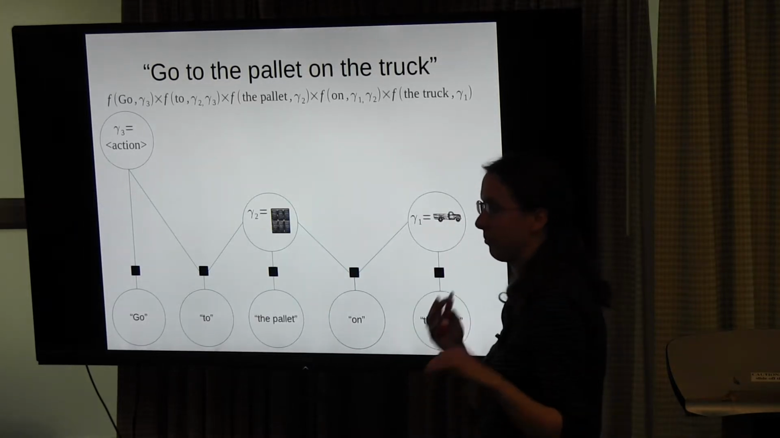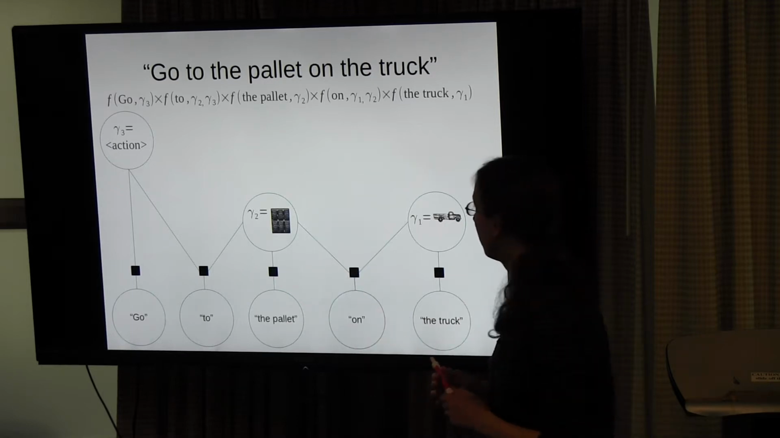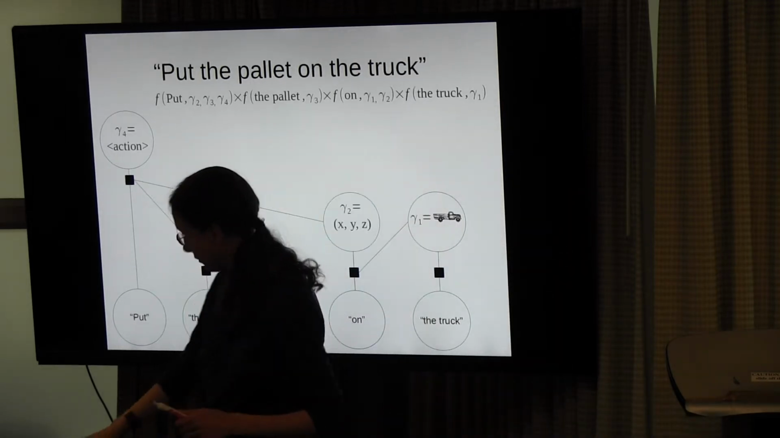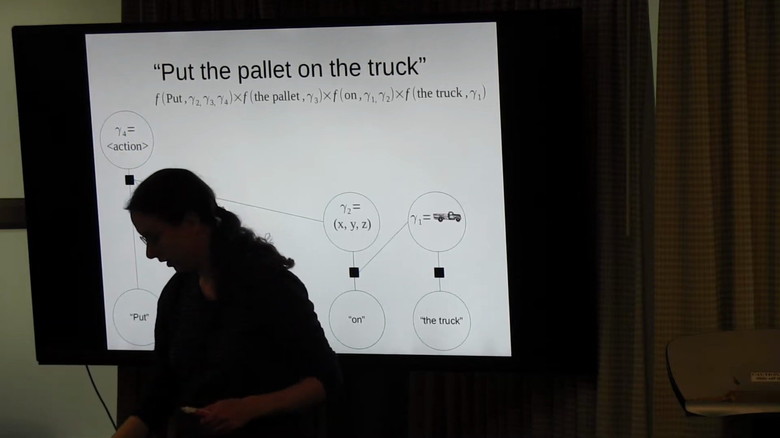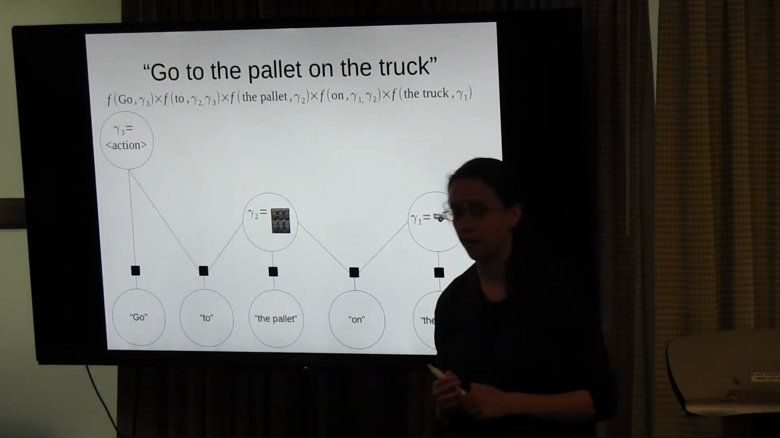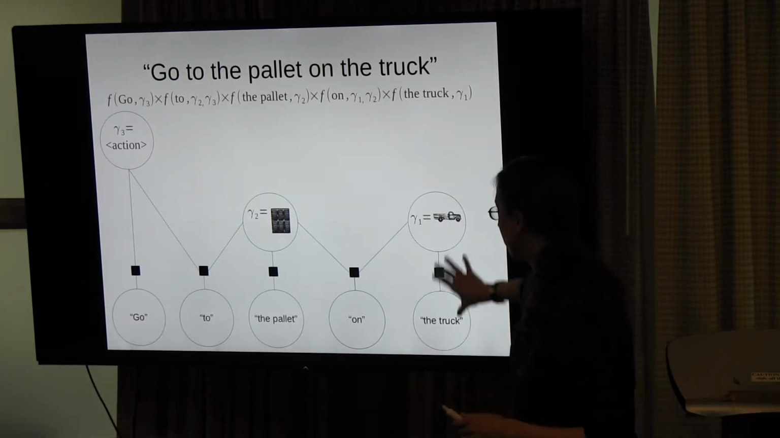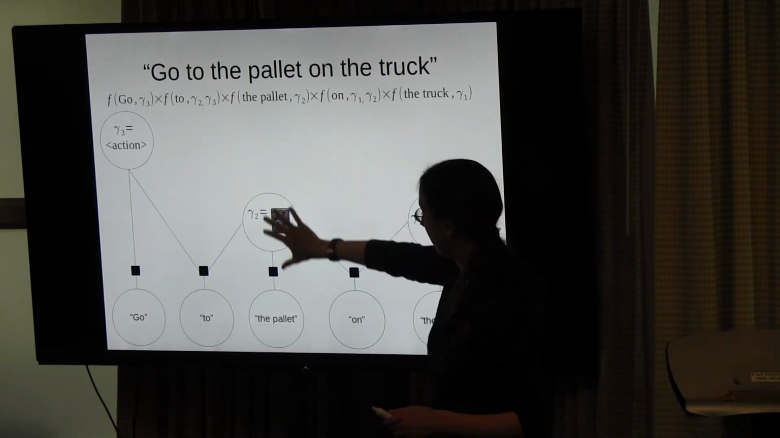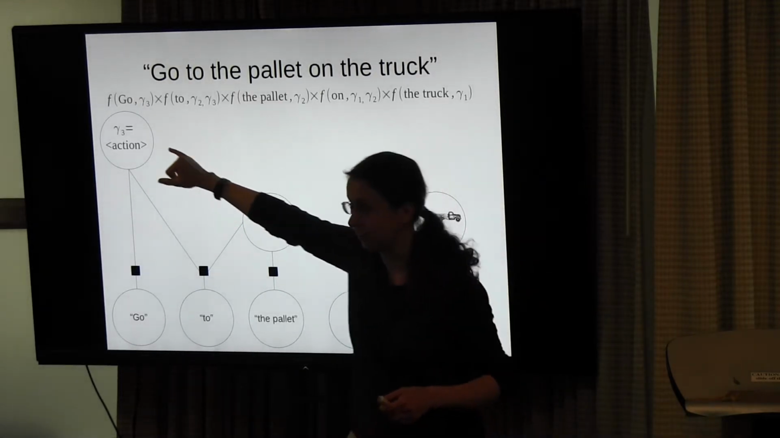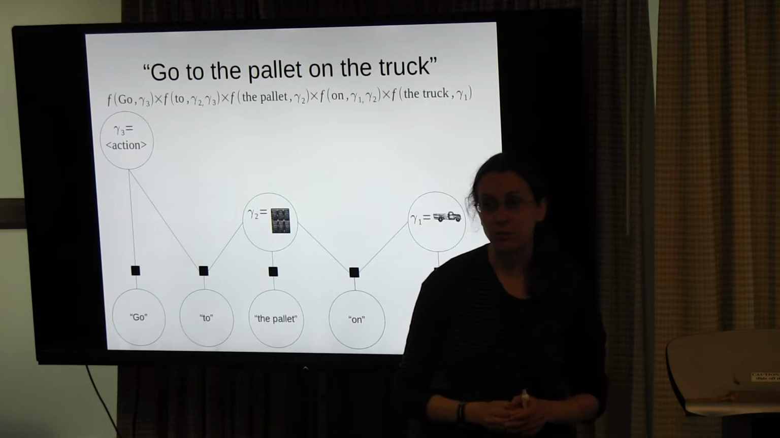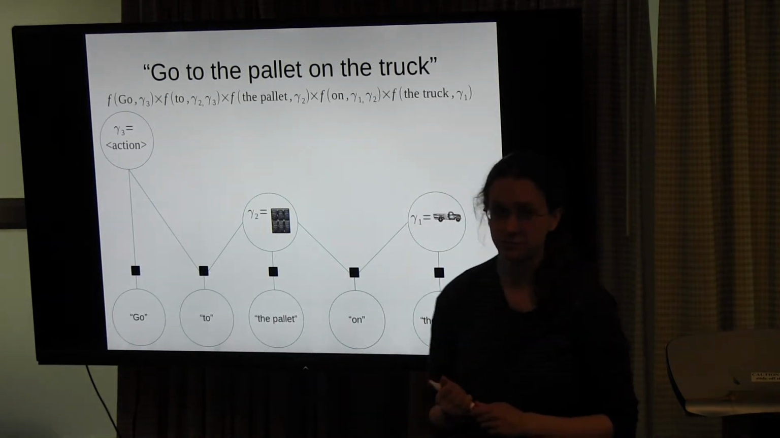on the truck," it's a 2-argument verb. We have "put the palette," argument 1, "on the truck," argument 2. So both of these factors for the palette and the truck connect directly to the put factor. For "go to the palette on the truck," it's a 1-argument verb with a PP phrase. And so this phrase here, "on the truck," gets attached to the palette. It doesn't actually talk to the verb. These different syntactic structures lead to different graphical structures.